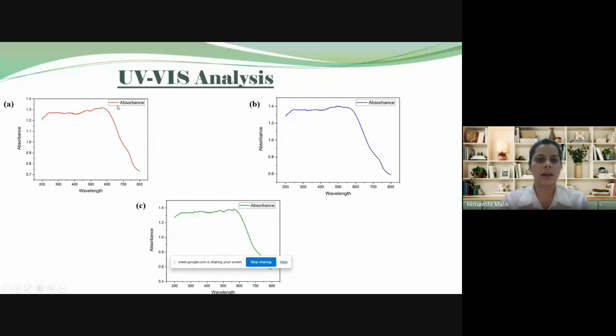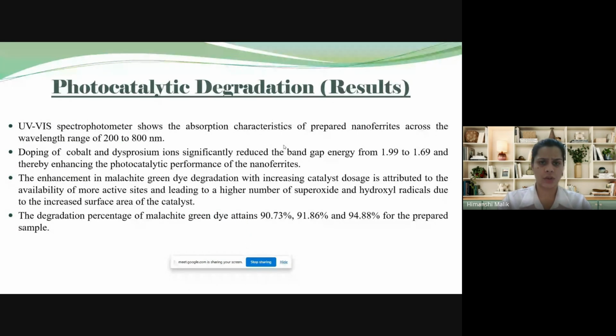In this graph, we can see that our material is active in the visible region according to wavelength 200 to 600. So this graph shows that our material is active in the visible region, so we can use it in sunlight. My result shows that the UV visible spectrum shows the absorption characteristic of the prepared nanofluoride across the wavelength range 200 to 800, and doping of cobalt and dysprosium significantly reduces the band gap energy from 1.99 to 1.69, which enhances the photocatalytic performance of the nanofluorides.